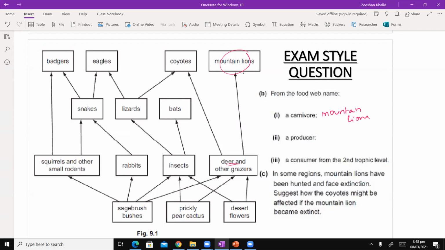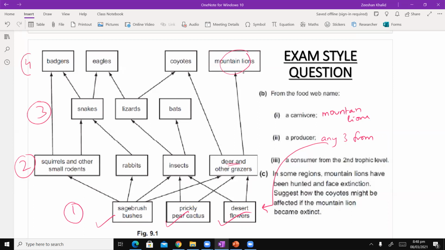Okay, producer. Any from these three is going to be the producer. Okay, so any three from them. Acha ji, look at the third part. That's interesting. A consumer from the second trophic level. That's the first trophic level. That's the second trophic level. That's the third, and that's the fourth trophic level. Okay, a consumer from the second trophic level. So anything from the squirrels, from the rabbits, इसमें से आप कोई भी बता दें, that's the correct answer. Okay. All right.